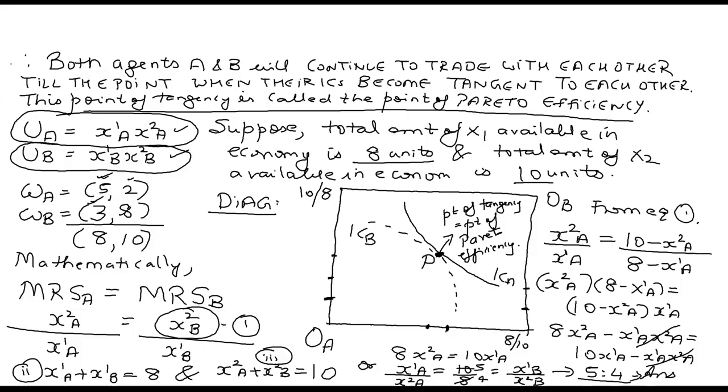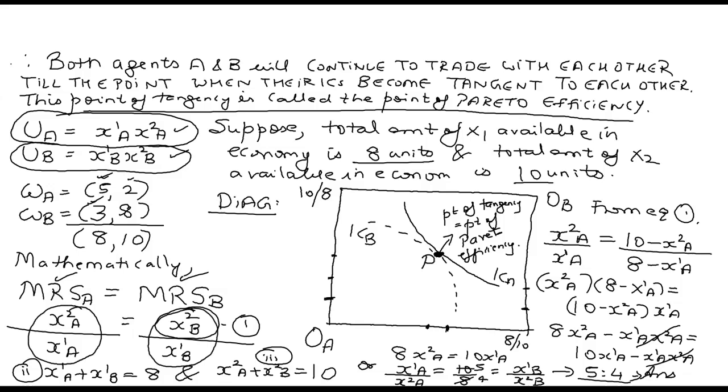So graphically, what's the point of Pareto efficiency in this question? Graphically, the point of Pareto efficiency is when both the ICs become tangent to each other. Once they reach this point, they will stop trading. Mathematically, the point of Pareto efficiency is when MRS of A is equal to MRS of B. This is the MRS of A. This is the MRS of B.